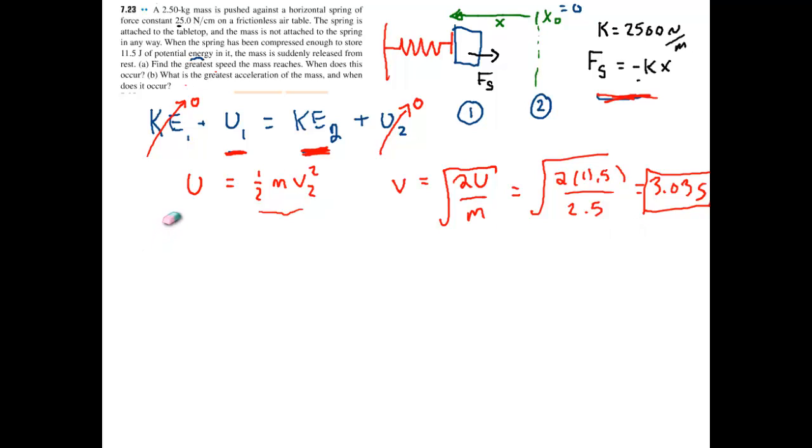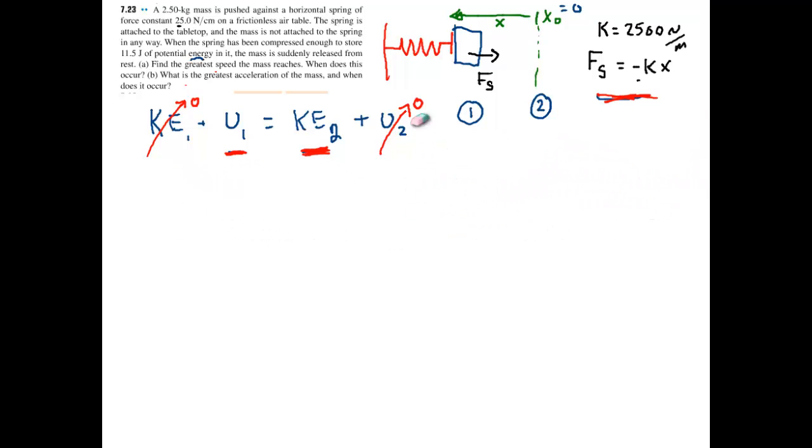For part B, what is the greatest acceleration of the mass, and when does this occur? We know that we can write Newton's second law and say the sum of the forces is going to be equal to the mass multiplied by its acceleration. The only force acting on the block, this is the sum of the forces for the block, is the spring force, negative kx. That's going to give us an expression for the acceleration.